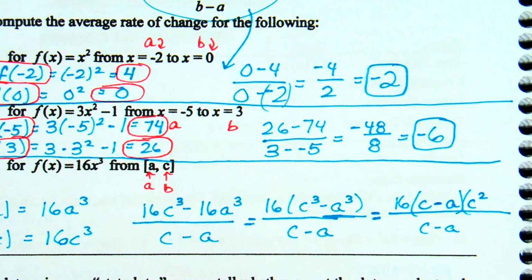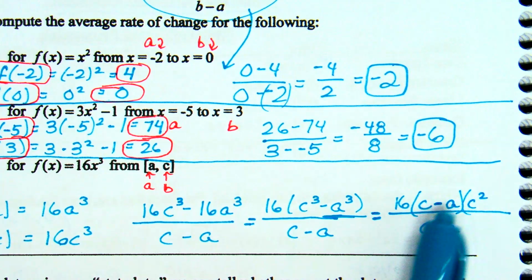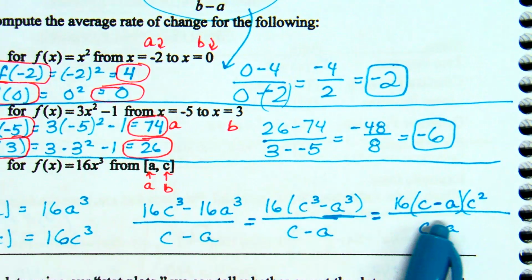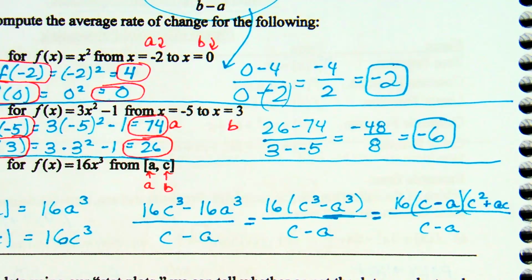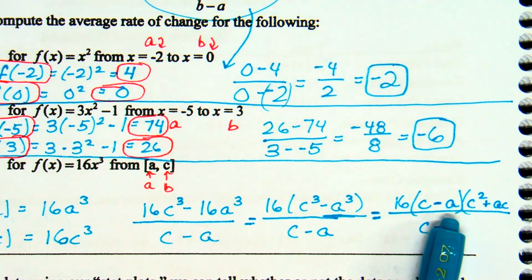The middle term is a term we tend to forget. My middle term comes from multiplying these two cube roots and changing the sign. So we're multiplying c times a, which is ca or ac. And instead of minus, though, I'm going to say plus. So plus ac.